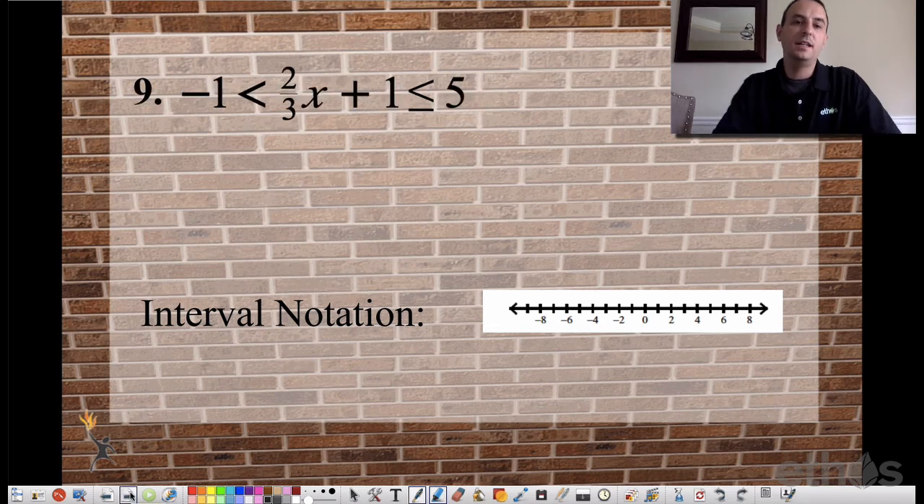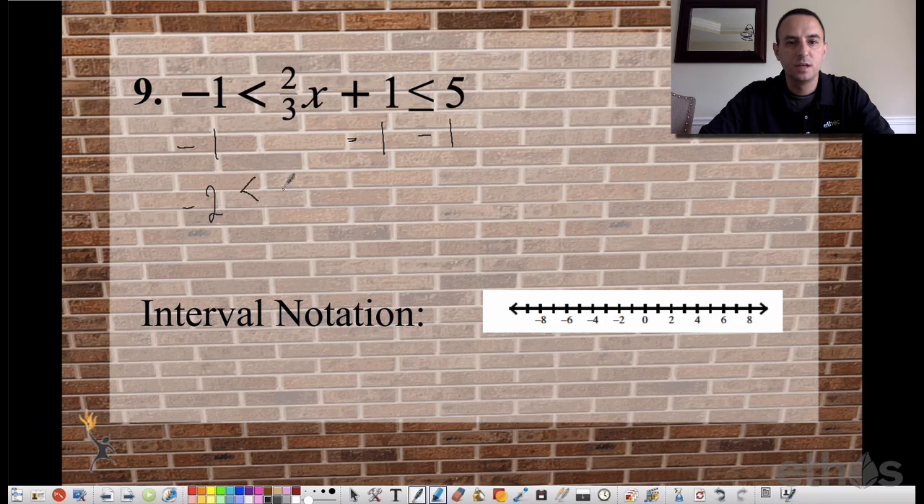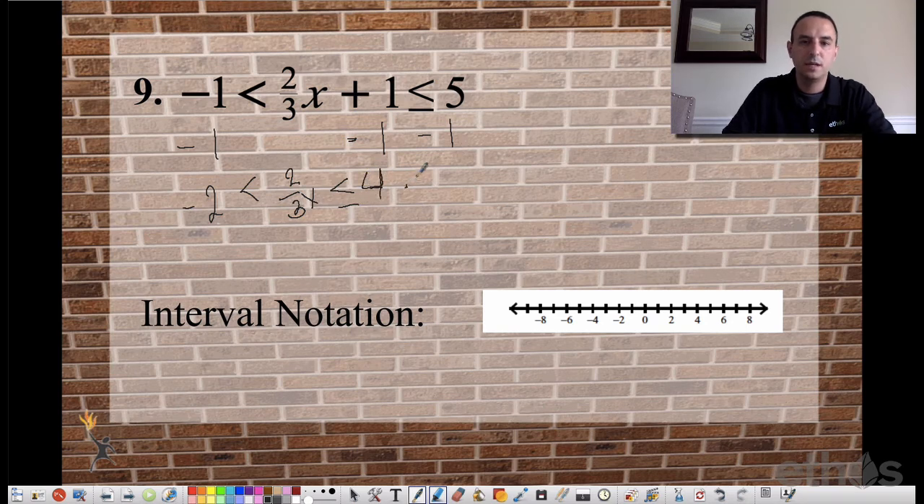All right, finishing us out. Now we've got some fractions to play with, and I'm going to continue to do these last 2 with you guys just because I want you to see all the different options here. So we'd subtract 1 from all the sides, so we'd end up with -2, 2/3 x, and over here a +4. So we're going to multiply everything by the reciprocal, 3/2. If you remember, that's how we go through here.